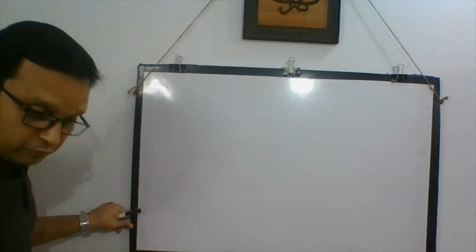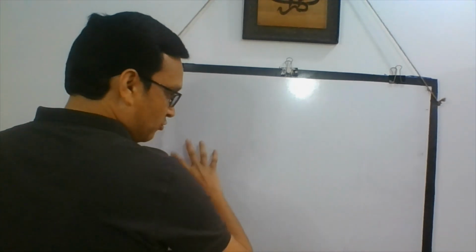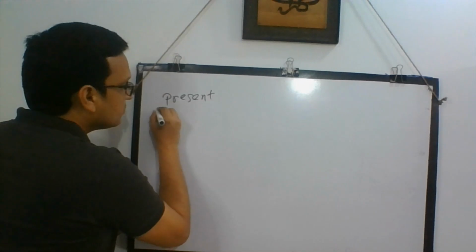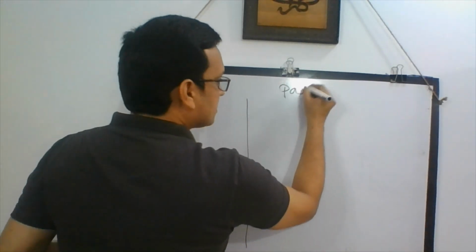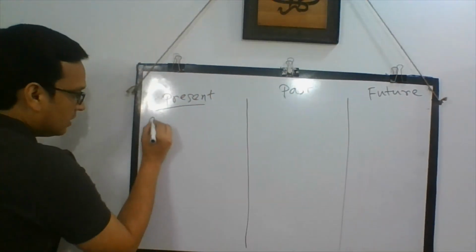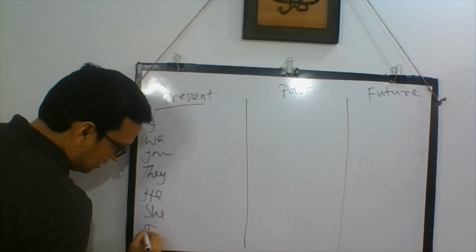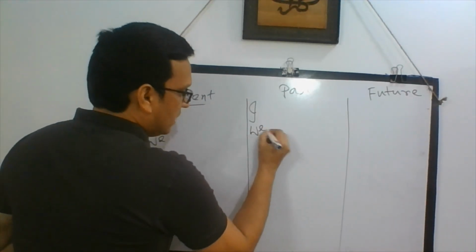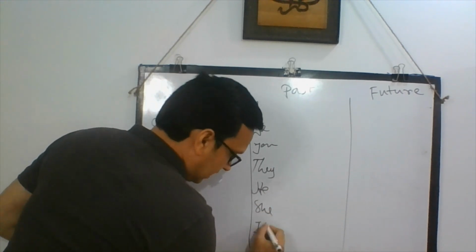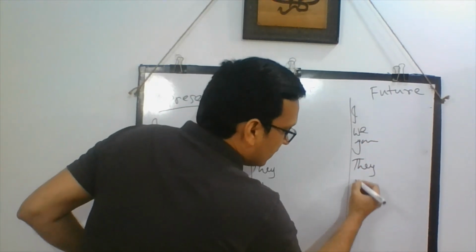Okay, now we are going for the three different tenses. To be easy for you, this is present, this is past, and this is future. I, we, you, they, he, she, I, we, you, they, he, she, it, I, we, you, they, he, she.